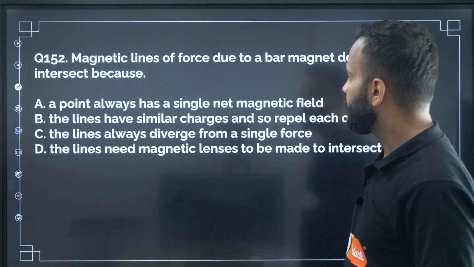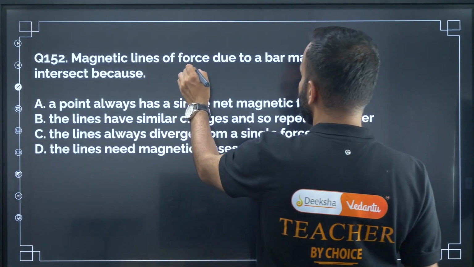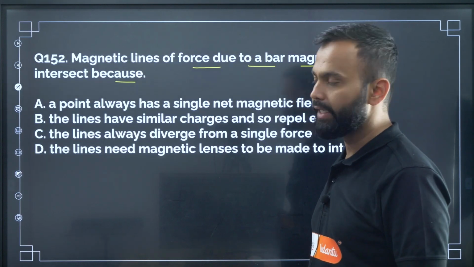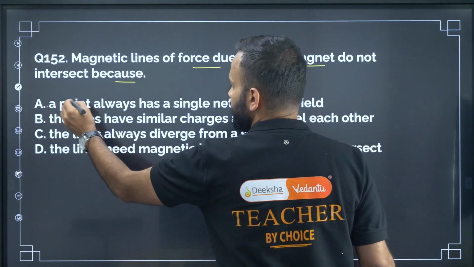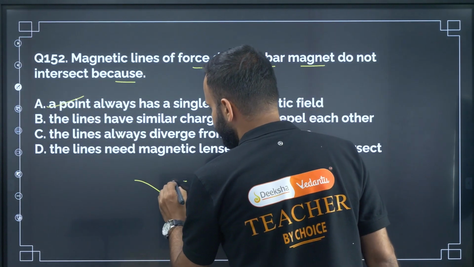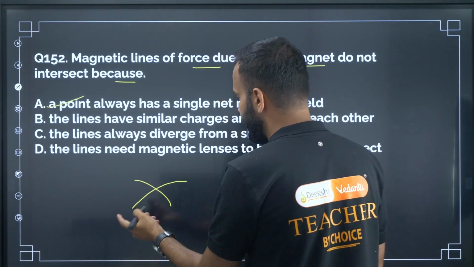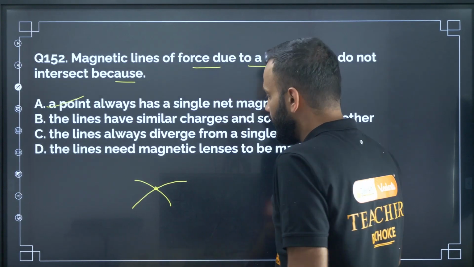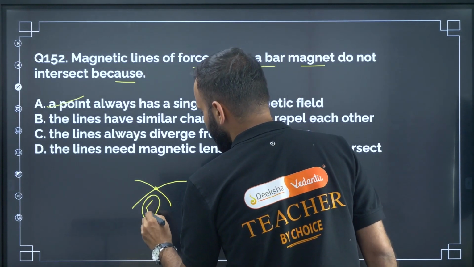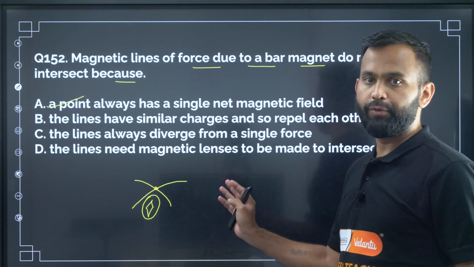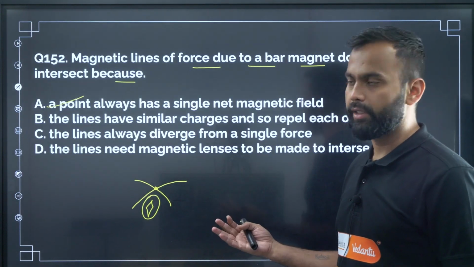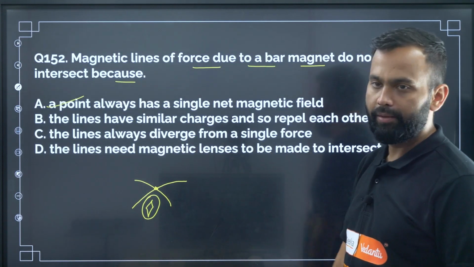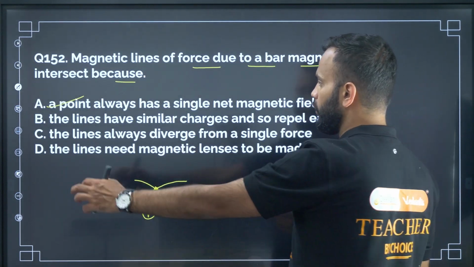Next question, question number 152. Magnetic lines of force due to a bar magnet do not intersect because a point always has a single net magnetic field. If magnetic lines intersect, at the point of intersection a magnetic needle would show different directions. It is not possible, it is impossible. So a point always has a single net magnetic field. So the correct option is A.